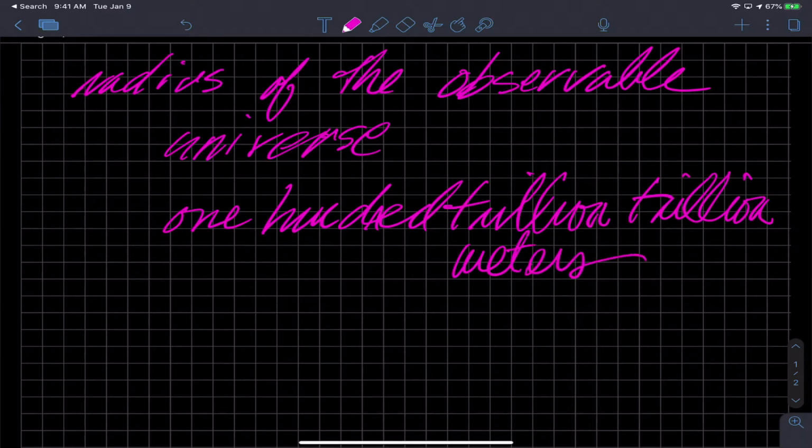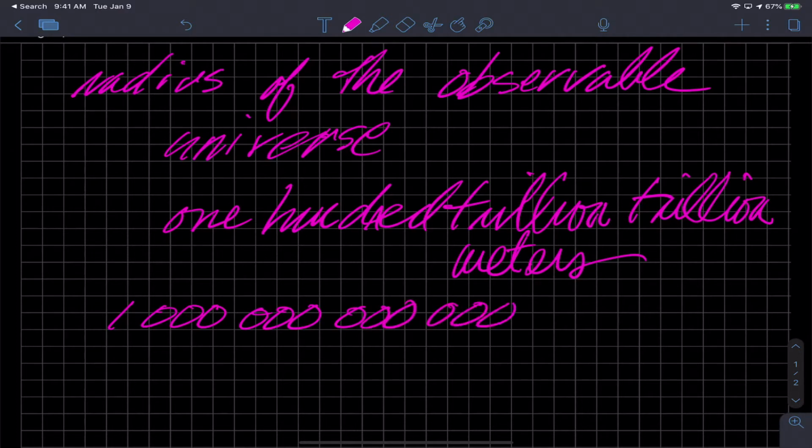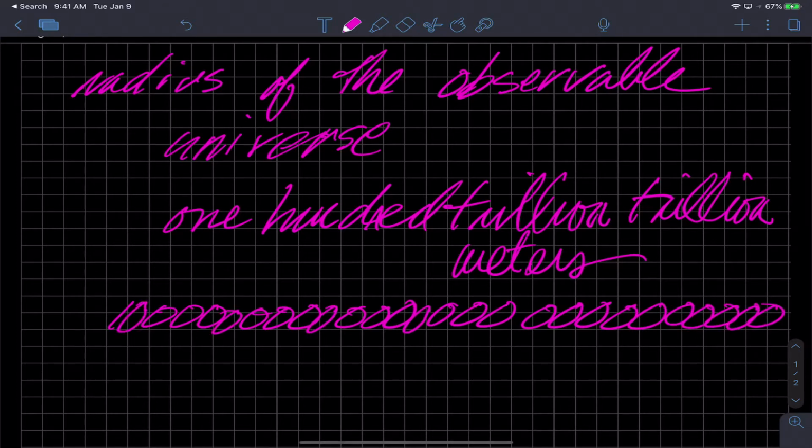And how would we write that number? Well, it's 1 and 26 zeros. So 1, 2, 3, 4, 5, 6, 7, 8, 9, 10, 11, 12, 13, 14, 15, 16, 17, 18, 19, 20, 21, 22, 23, 24, 25, 26.